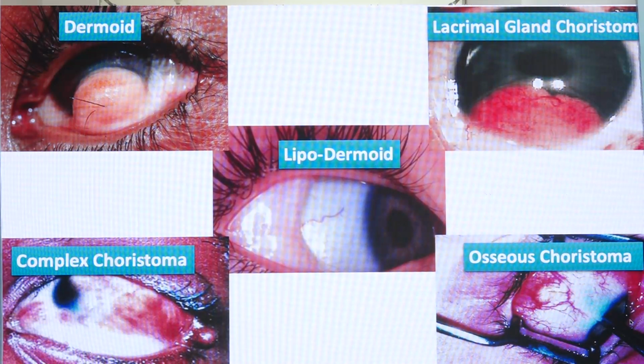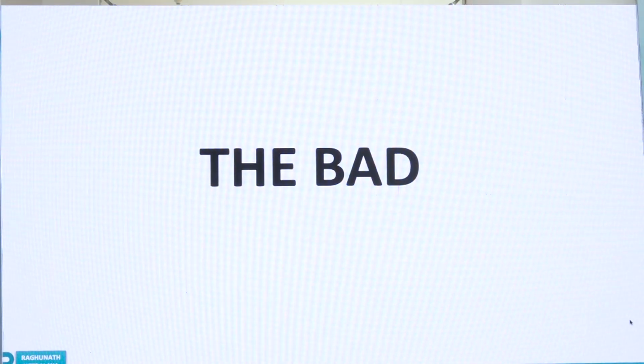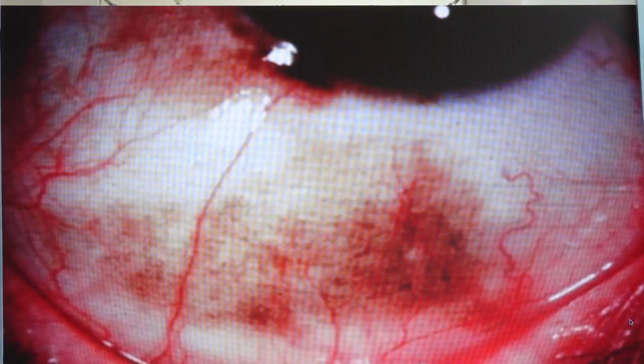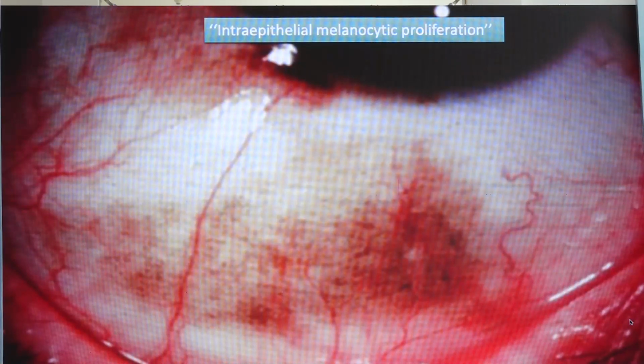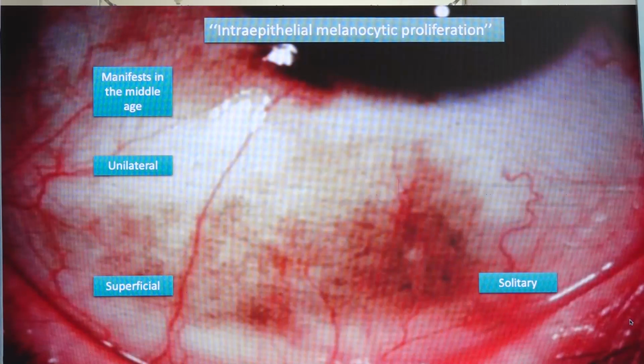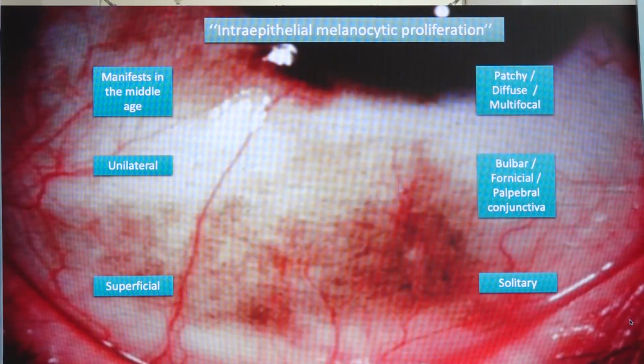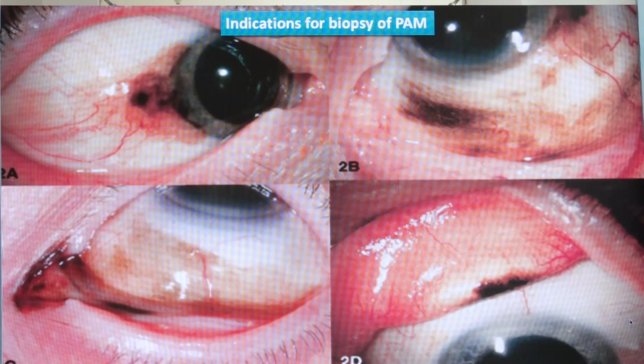All this we discussed were the good lesions. Now let's go to the bad ones. Now you see this kind of lesion very often, and like I told you, when you see this kind of a lesion, you need to see the other eye, but you will find the other eye may be normal. This was called PAM, primary acquired melanosis, which nowadays is called intraepithelial melanocytic proliferation. Again, a pathologist's term. This generally manifests in middle age, unilateral, superficial, solitary, patchy, diffuse, multifocal, and it could be anywhere on the conjunctiva. These are the lesions you need to be worried about. When do you need to worry? These are the 4 conditions of PAM you need to be worried about.